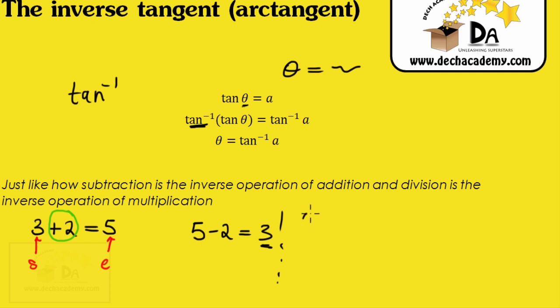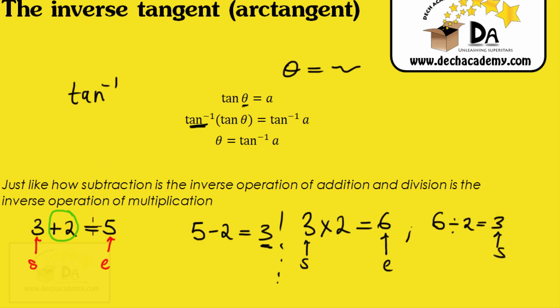Now, if I have a number 3, I'll use 3 again, the starting number. If I multiply 3 by 2, I get 6. So my ending number is 6. If I want to undo what I just did, if I want to undo multiplication, I have to do the inverse operation of multiplication, which is division. So I start from 6, I divide by 2. Instead of multiplying by 2, I divide by 2, I do the inverse, and I get 3, the starting number.